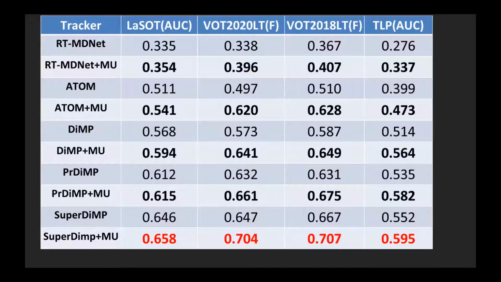So it can achieve the best result in the VOT2020 long-term challenge. This F-score is over 0.7, which is the best result so far. And the TLP result is also the best result.